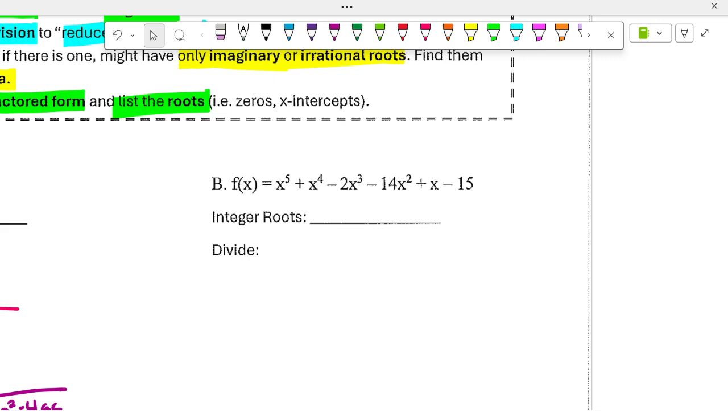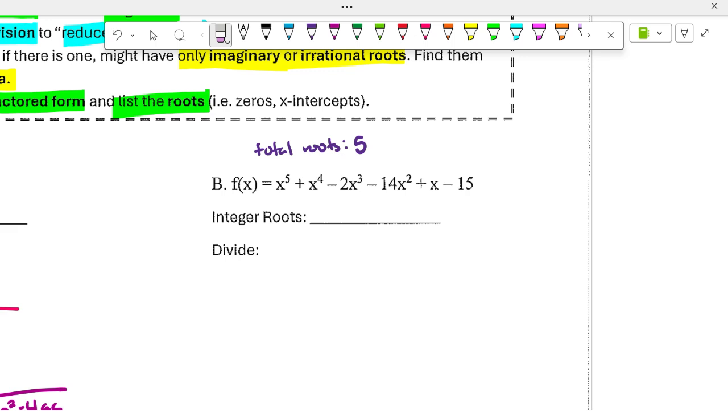So with letter B, guys, stop talking. So with letter B, first off, look at the degree. How many total roots should I have? 5. Ladies, stop talking. So we should have 5 total roots.